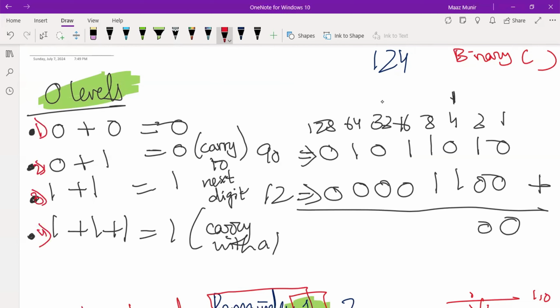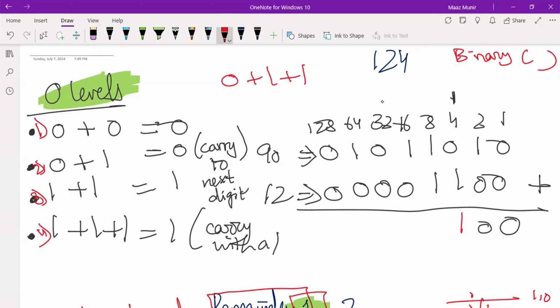1 plus 0 is 0 with 1 carry. Which rule is this? This is rule number 2. Then we have 1 plus 0 plus 1. This equates to the same thing as 0 plus 1 plus 1, which is rule number 3. What do we get? We get a 1 up here.